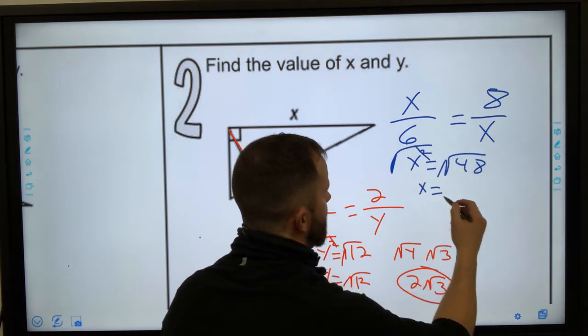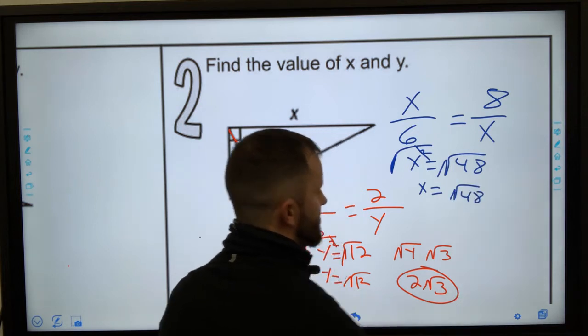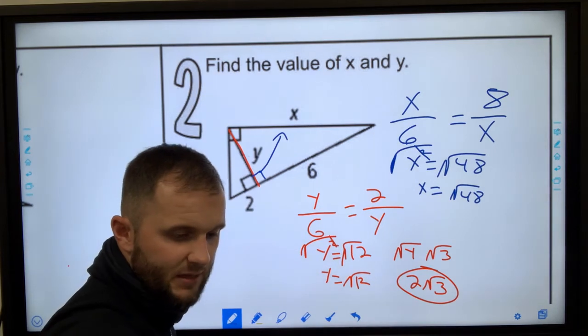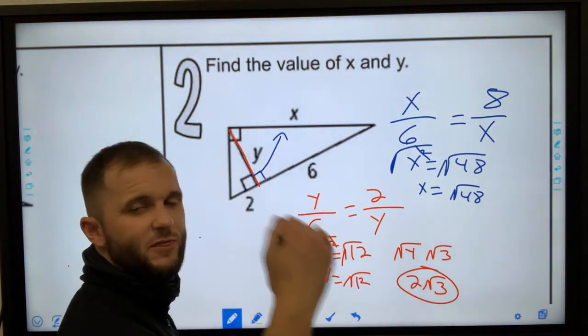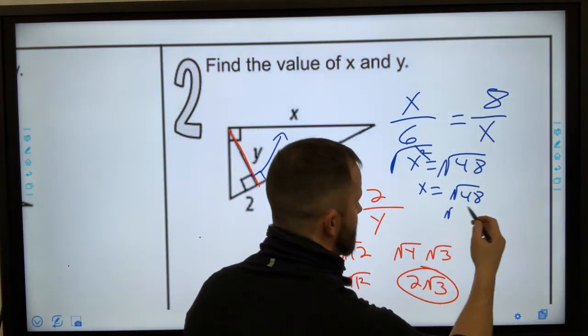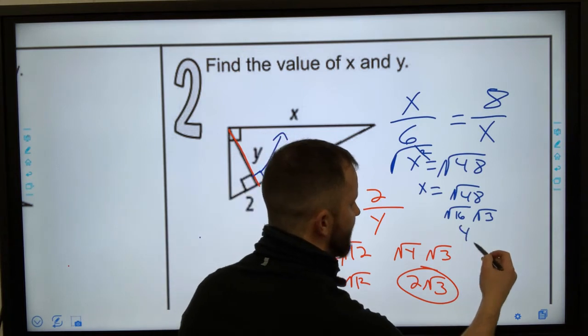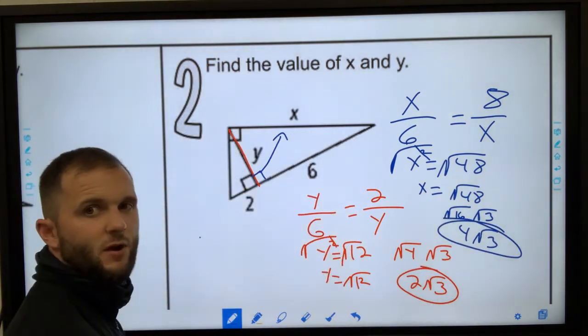So x is going to end up being square root of 48, which there's not a perfect square on 48, but I'm going to see which one of those is going to end up being divided into it. So 16 will actually go into 48 3 times. So this is going to turn into square root of 16, square root of 3. Square root of 16 is going to turn into 4 square root 3. So that's going to be my simplified answer for x.